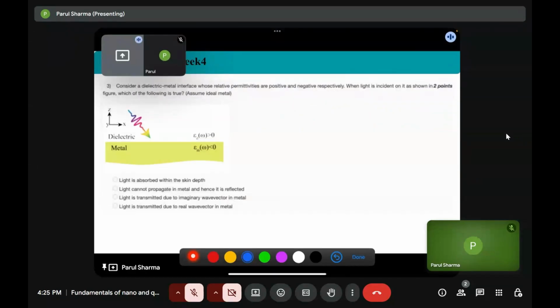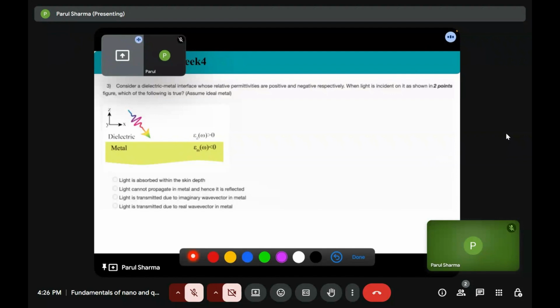Next question. Consider a dielectric-metal interface whose relative permittivities are positive and negative respectively. When light is incident on it as shown in the figure, which of the following is correct? So what are the options? Light is absorbed within the skin depth, light cannot propagate in the metal, light is transmitted due to a magical effect, or light is transmitted due to no defect.